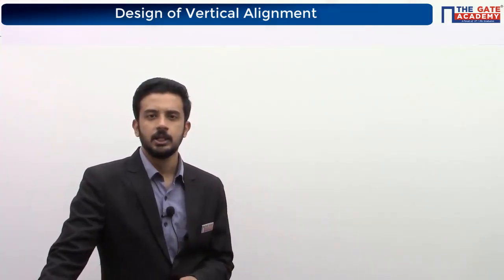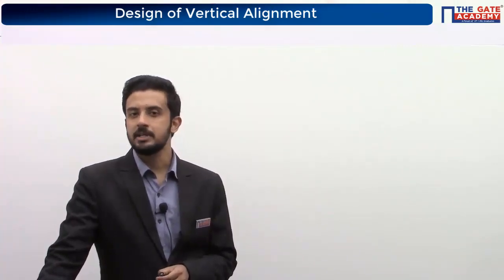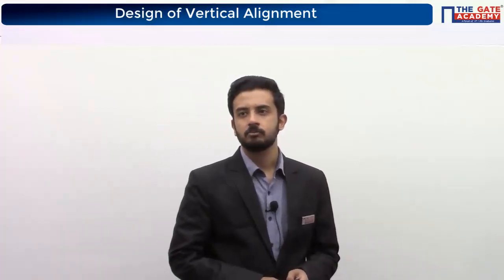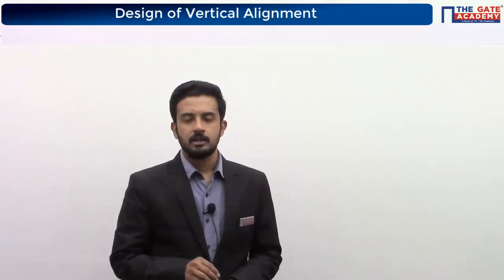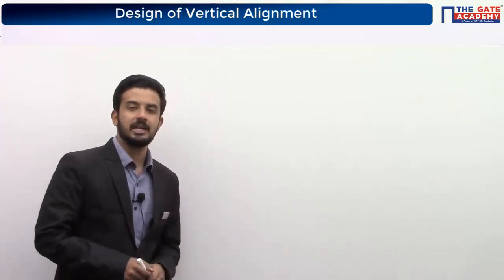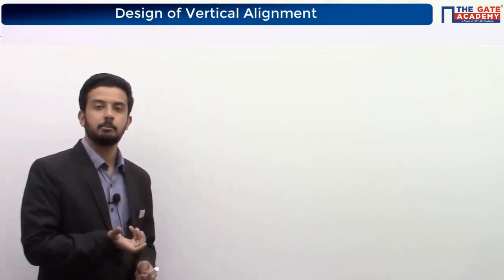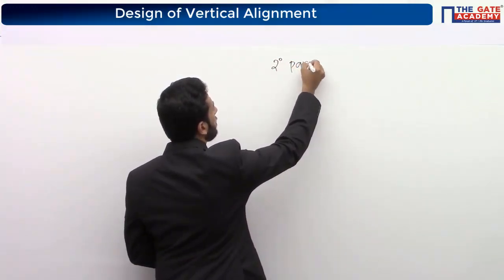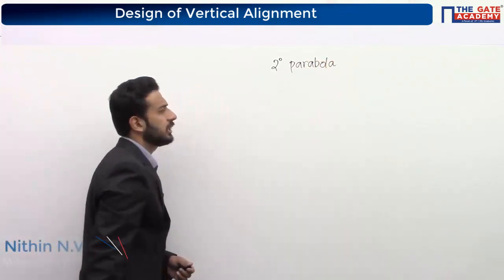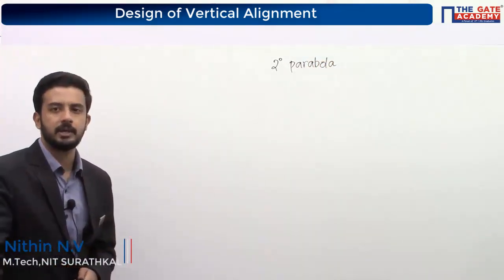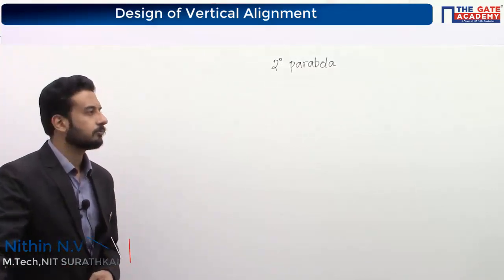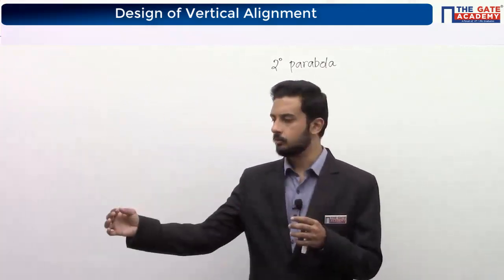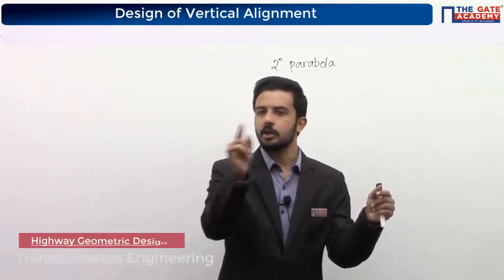Full stop. But for a summit curve, a square parabola shape, I can also call it a second degree parabola, is most suitable. Why? Because we are having different gradients, no? One gradient, another gradient. So it cannot be circular shape.